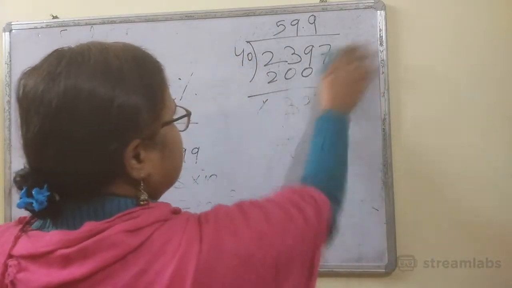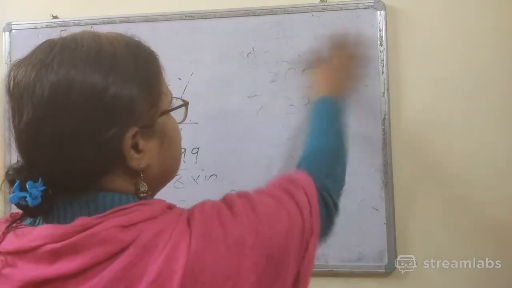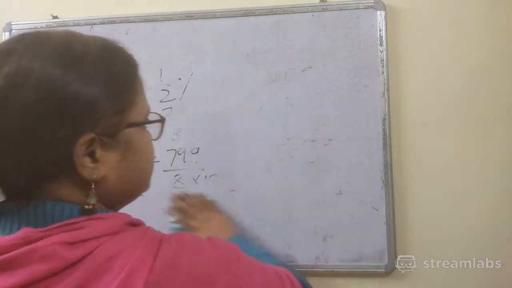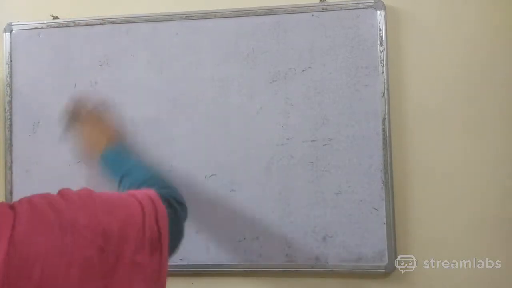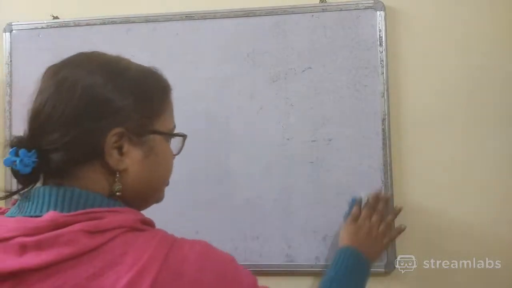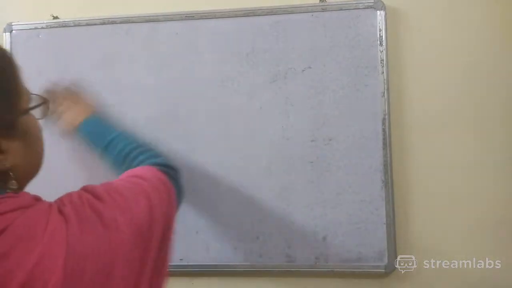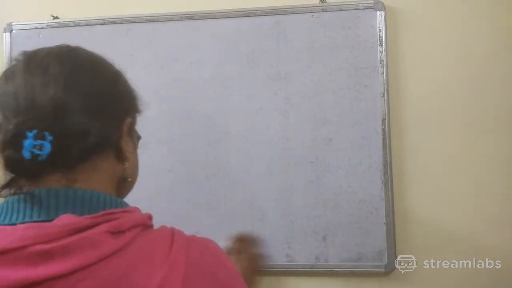So this is the profit and loss. In profit and loss, if loss is there, then CP is always greater, and if profit is there, then SP is always greater. Clear? So without using formula, you can find out. By this way, if you do, then without using formula, you can find out.